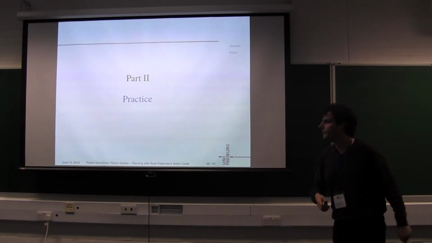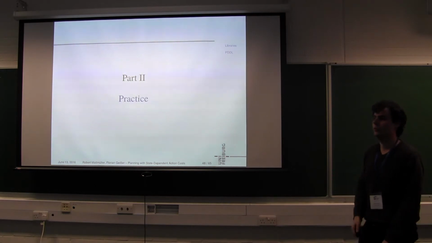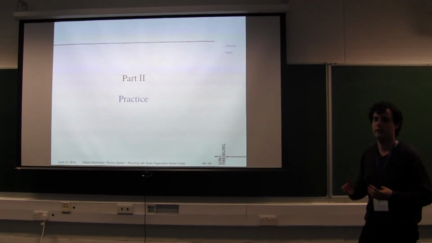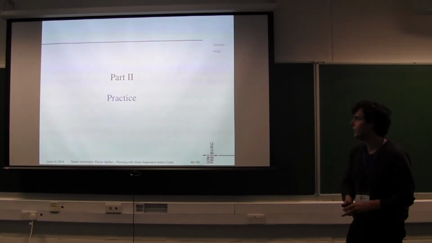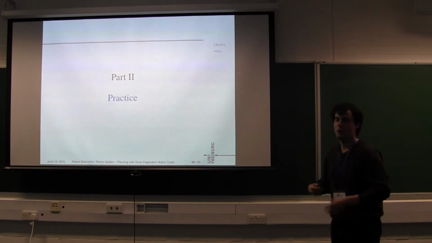So, hi everyone. I talk about the practice part, and this part is split into two sections. First, I show you some libraries for decision diagrams which you can use if you want to get started with this topic. And the second section is about a compiler tool that we've written, which basically just does this compilation Robert has shown you. So basically, you take a PDDL file with state dependent action costs, run one more tool, and then you get a PDDL file only with constant action costs.